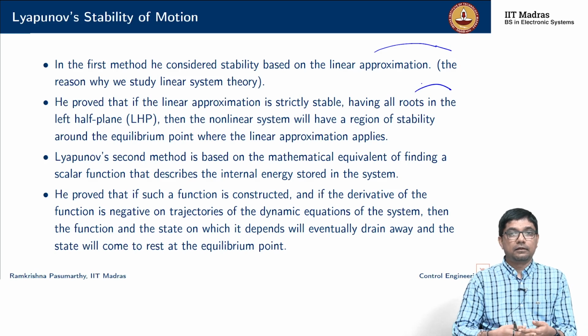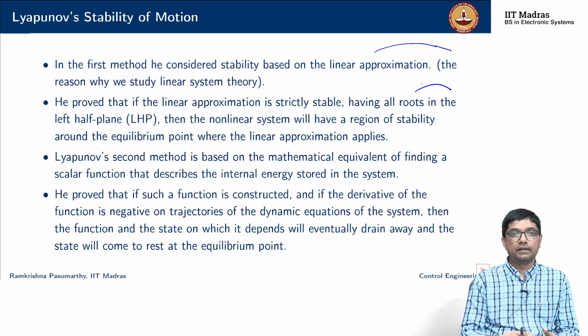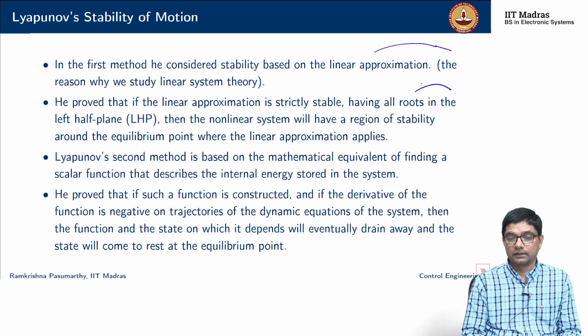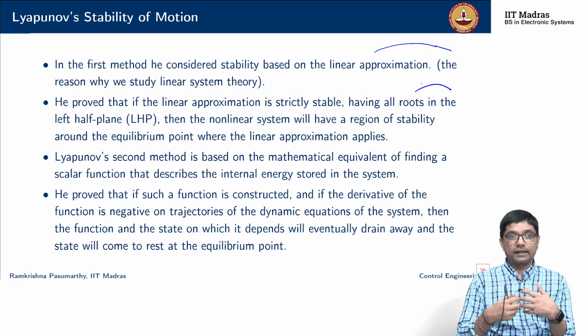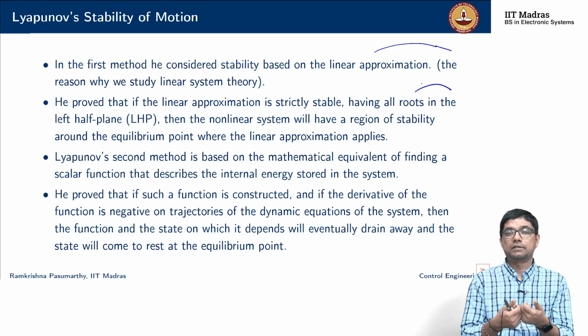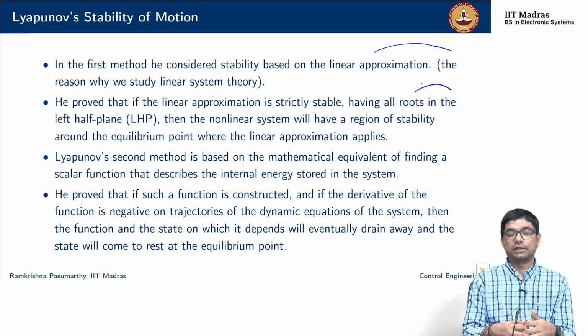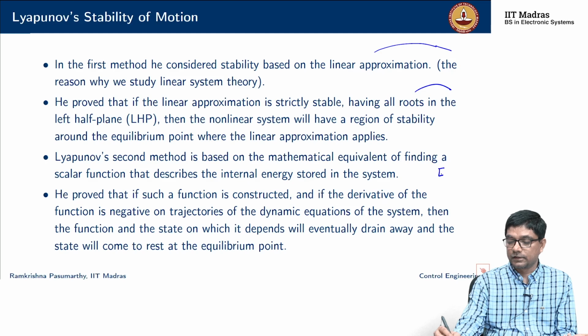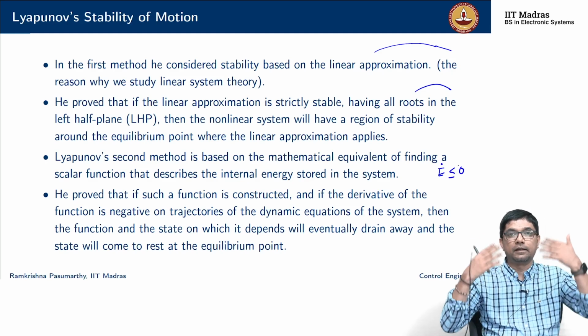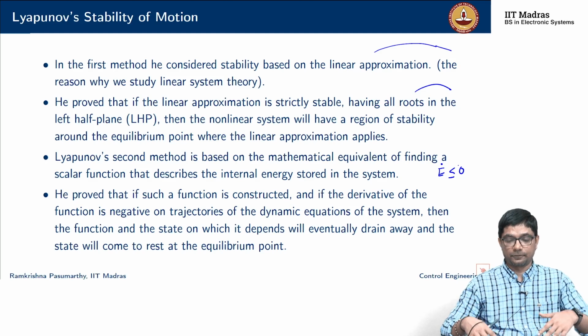The second method describes the equivalent of finding a scalar function that describes the internal energy stored in the system. If I take a fan, for example, operating at full speed, and I switch it off, the energy dissipates and it goes to its natural equilibrium. Which essentially means that if I write down the equation for energy, its derivative will always be less than or equal to 0, that is, the energy function keeps on decreasing.